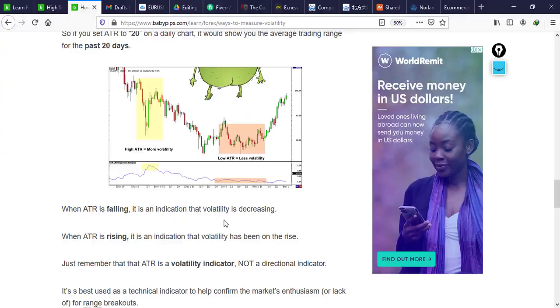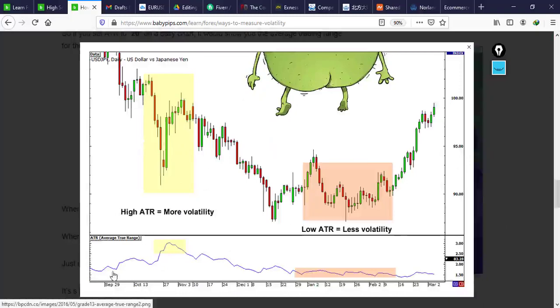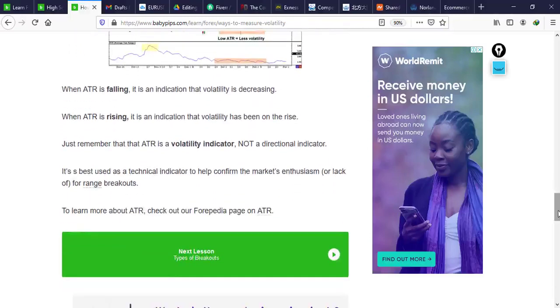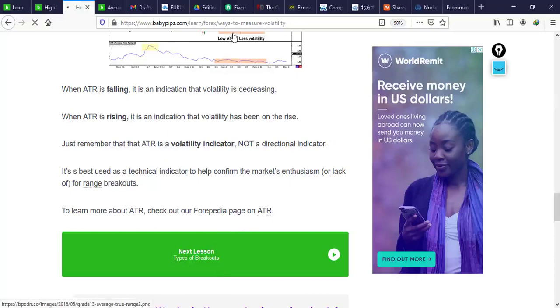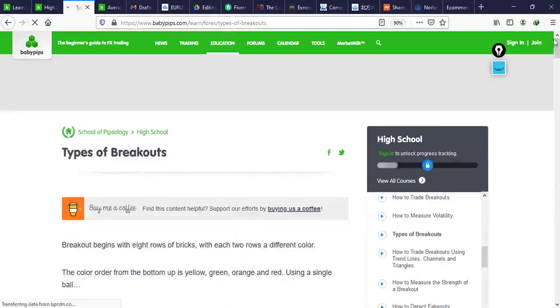Now when the ATR is falling, it's an indication that volatility is decreasing. When the ATR is rising, it's an indication that volatility has been on the rise. So remember how it works. Here are the highs and it falls down, volatility is going down. Now the ATR is best used as a technical indicator to confirm the market's enthusiasm or lack of enthusiasm for a range breakout. Okay, so next lesson is types of breakouts.